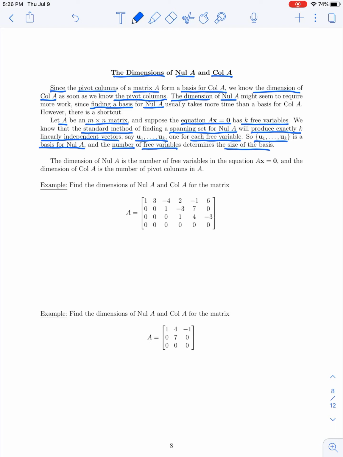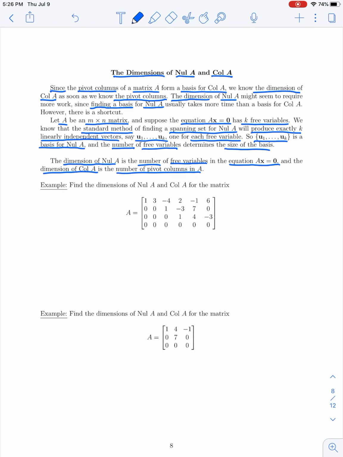So in summary, the dimension of the null space of a matrix A is the number of free variables in the equation AX equals 0, and the dimension of the column space of A is the number of pivot columns in A. All right. Having said that, let's consider some examples.